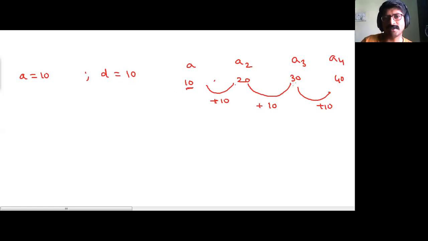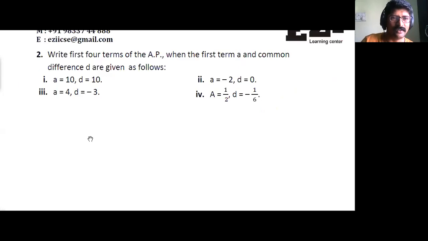This is how you can write the first 4 terms of the AP. Isn't it? It's very simple, guys. Whatever is given, you can just keep adding. If a is equal to 4 and d is minus 3, keep adding minus 3, minus 3, minus 3 from the first term. If the first term is half and d is minus 1 by 6, keep doing the same thing. If a is minus 2 and d is 0, so minus 2, minus 2, minus 2, minus 2. When the difference is 0, students, you're going to get the same number. That is also called a constant progression. I hope you understood everything till here.